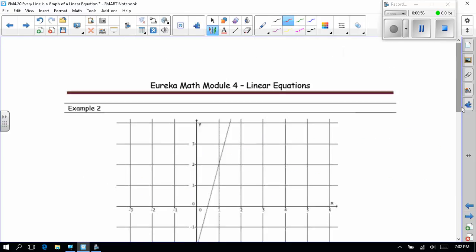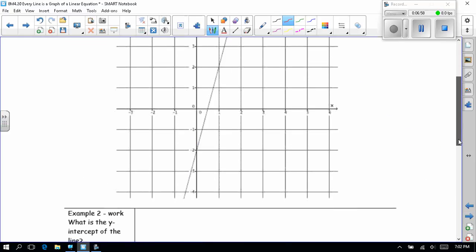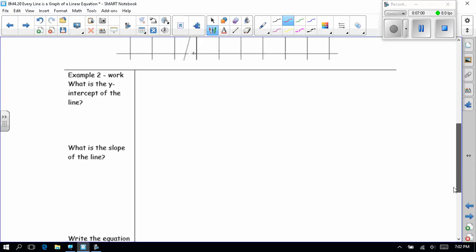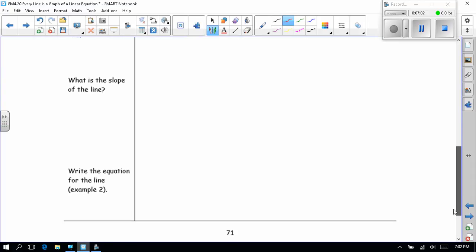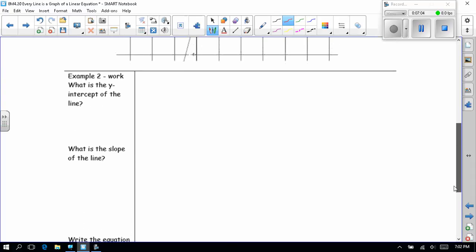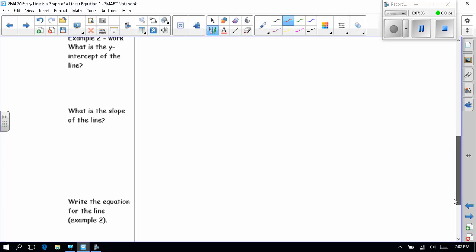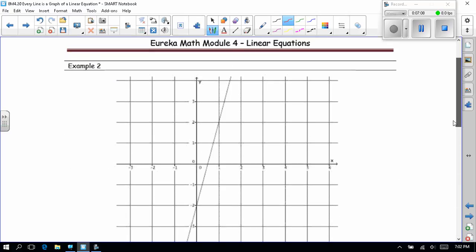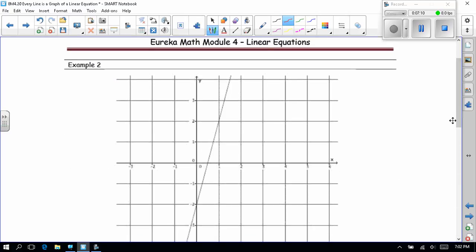So let's take a look at this next one. What I'd like you to do is work through this, answer the questions, pause the video. So you're going to identify the y-intercept, identify the slope, and then write the equation of the line. So go ahead and pause.